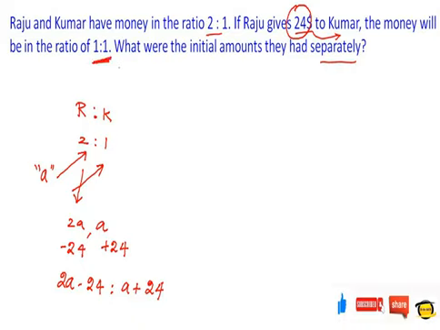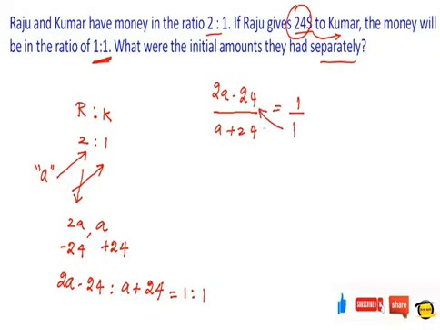And now they're given that after this transaction, the money is in the ratio of 1:1, which means the money has become equal. So we can assume that this ratio is equivalent to 1:1, right? We know that we can rewrite ratios in the form of fractions. So let's do that. So (2A minus 24) divided by (A plus 24) is equivalent to 1/1, right?